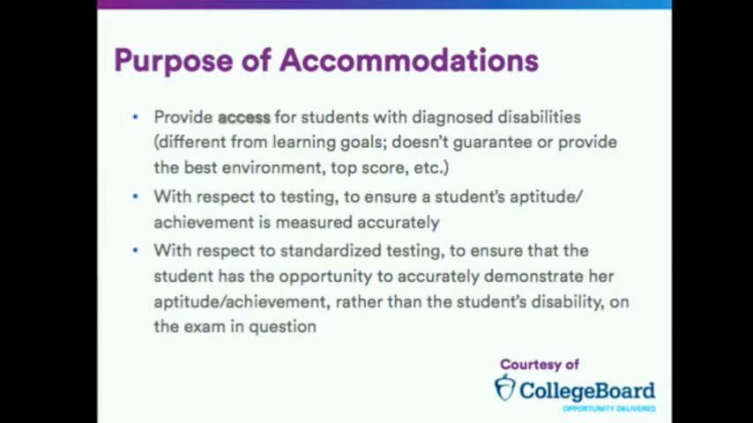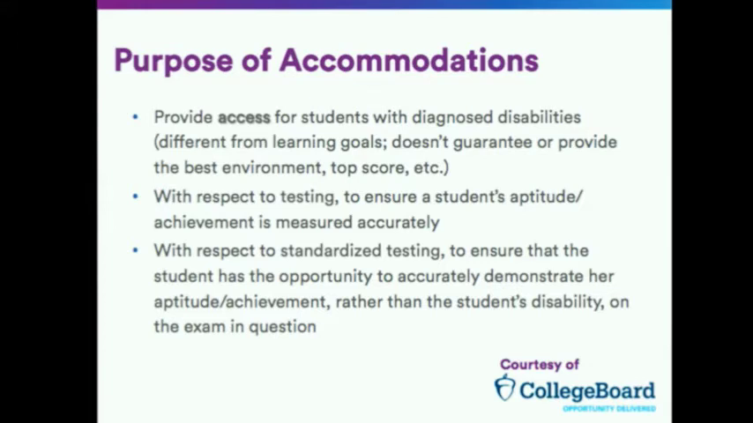But things change a little when you're talking about what happens on a test. With respect to testing, we're really talking about ensuring that a student's aptitude and achievement is measured accurately. And in the classroom test, that can have a wide variety of meanings. We can talk about anything from just adapting the student's experience while taking the test, giving them extra time, giving them breaks, giving them the assistive technology necessary to take the test, to adapting the test to ensure that what you're testing is the student's abilities and knowledge and not their disability.